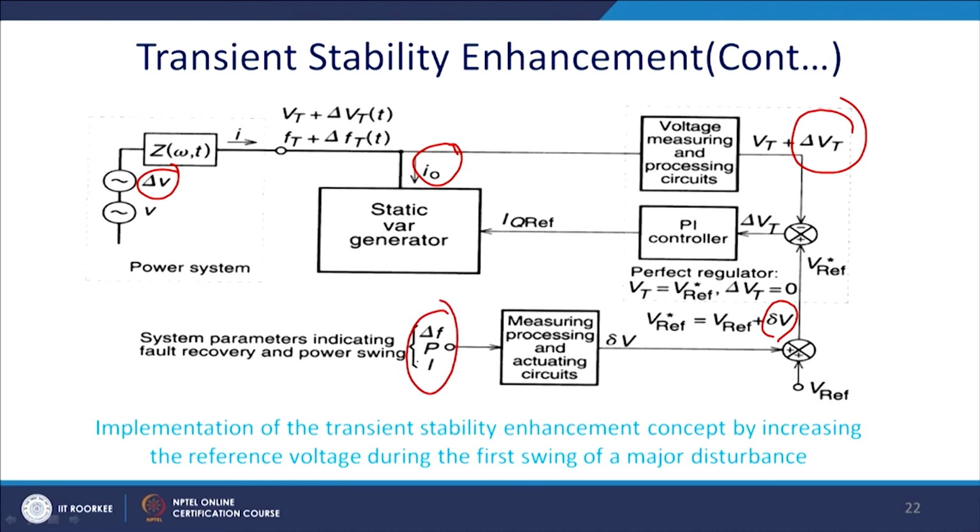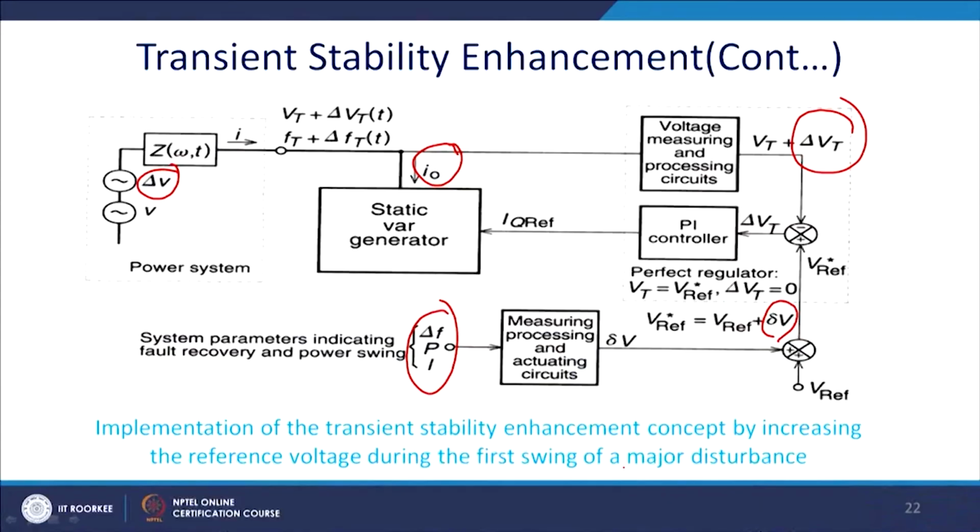So, from this parameter we can see that the fault has recovered. So, in a post fault session it can act and compensate first. Implementing the transient stability enhancement concept by increasing the reference voltage during the first swing of the major disturbance will help us to stabilize the system, and hence the SVC can restore the system faster.